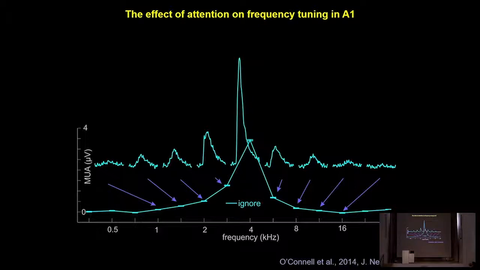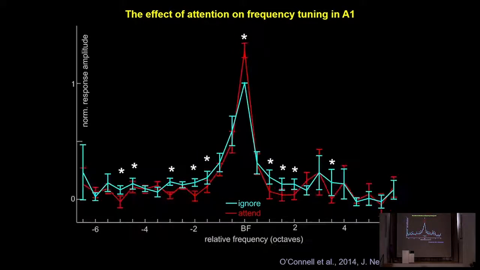These are responses to ignored tone streams, so the monkey was attending to the visual stimuli and detecting visual deviance. Now, if I overlay the case where the monkey was attending to the tones, you can see that we get a significant amplification at the best frequency if the monkey was attending to the frequency that matched the tuning properties of this site. In all other cases, you get suppression. So basically, the effect of attending to pure tones is a sharpening of frequency tuning around the attended frequency. Now, the same is true in the pooled data.